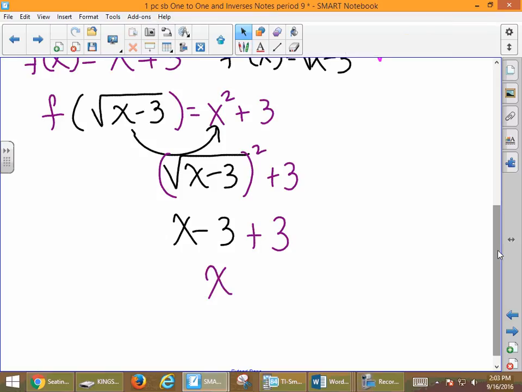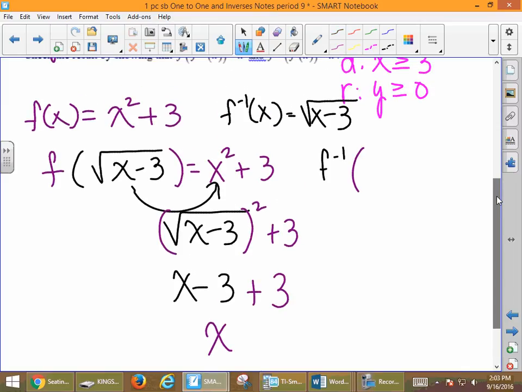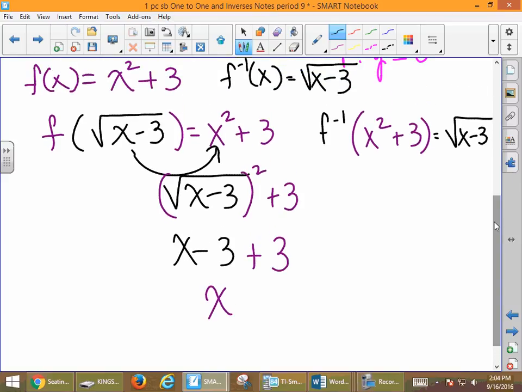But not only do we have to go that direction, we need to go the other direction. We need to figure out the inverse of the original function, which is x squared plus 3. We're going to take that value now and put it back into the square root of x minus 3. It's the purple value that's going to be replacing the x value in the square root of x minus 3.